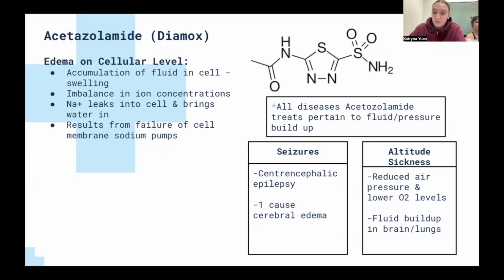The common thread of most of the diseases that acetazolamide is used to treat has to do with swelling or edema. On the cellular level, this edema is caused by a failure of sodium pumps in the cell membrane that then cause an imbalance of ion concentrations within the cell. This makes the cytosol of the cell hypertonic to its outside environment. Then the cell compensates by drawing water into itself, causing the cell to swell.